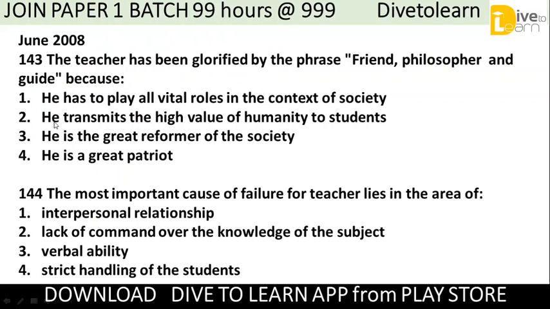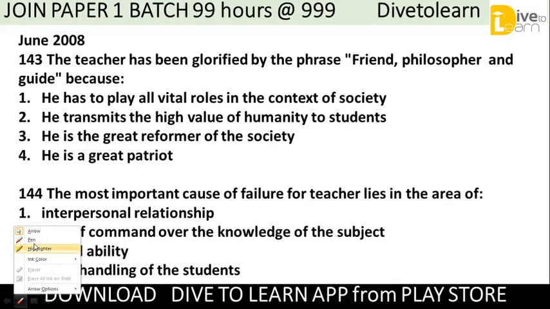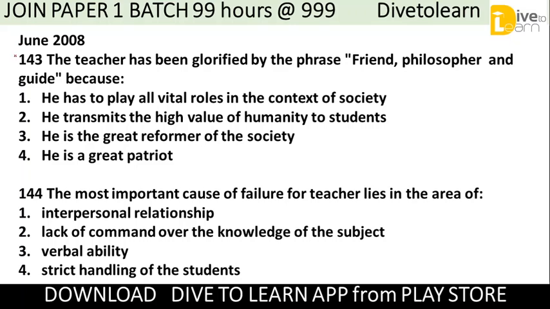Okay. Next, see this question we have taken from June 2008. It came in June 2008, that is why we have included it here. The teacher has been glorified by the phrase friend, philosopher, and guide because he has to play all vital roles in the context of society. He transmits the high value of humanity to students. He is a great reformer of a society. He is a great patriot.